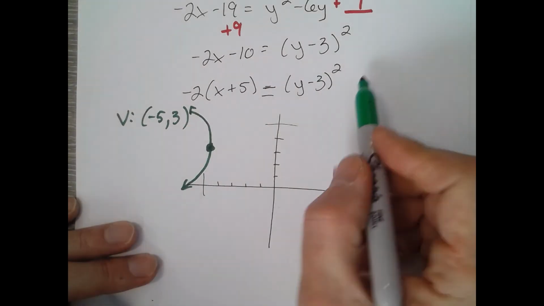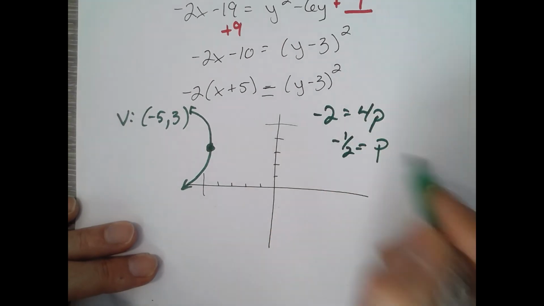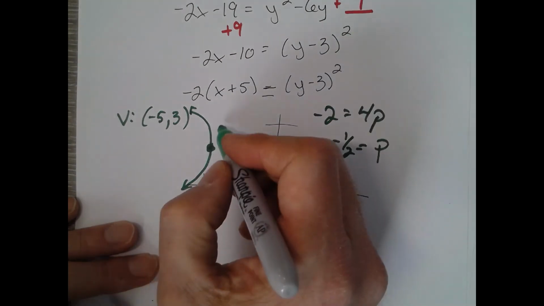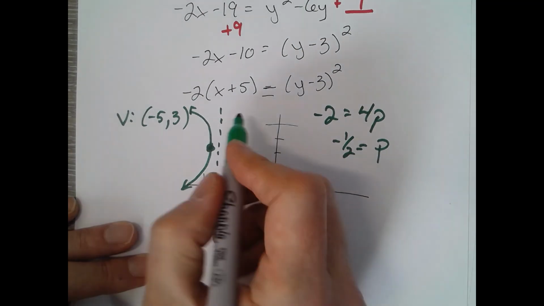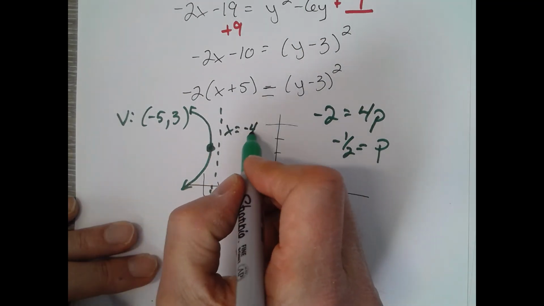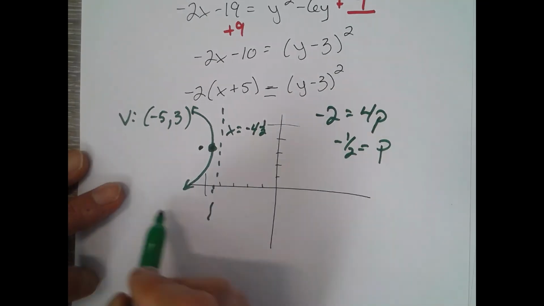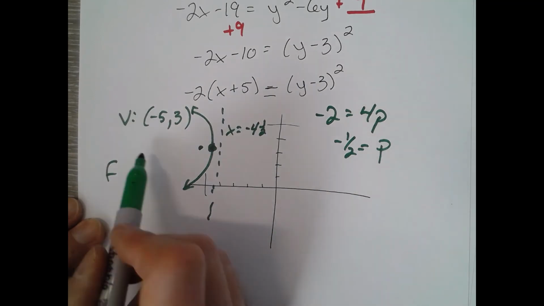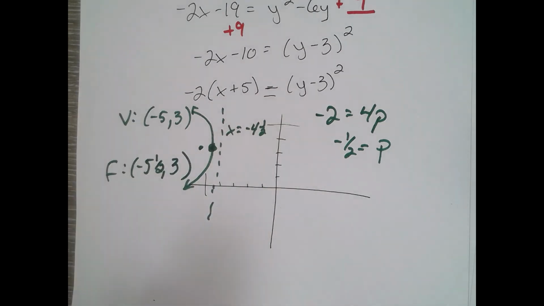So negative 2 equals 4p. P is negative 1/2. Okay, so my directrix is actually like right there. X equals negative 4.5. And my focus would be what? Negative 5.5, comma 3. Are you with me? Okay. Questions so far?